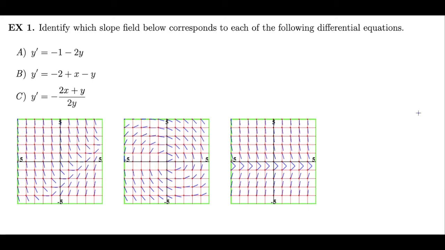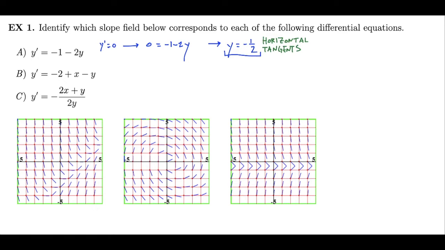In example 1, I have 3 differential equations and 3 slope fields. My goal is to match the slope field to the differential equation using any of the strategies that were just identified. Let's consider the differential equation in part A. y prime equals -1 minus 2y. As indicated above, my first strategy is to set y prime equal to 0. This indicates that I will have horizontal tangents for solutions along the line y equals -1/2. As with my previous example, this might be enough information to get a general sense of what my slope field looks like. But let me follow at least one more of the steps described above.